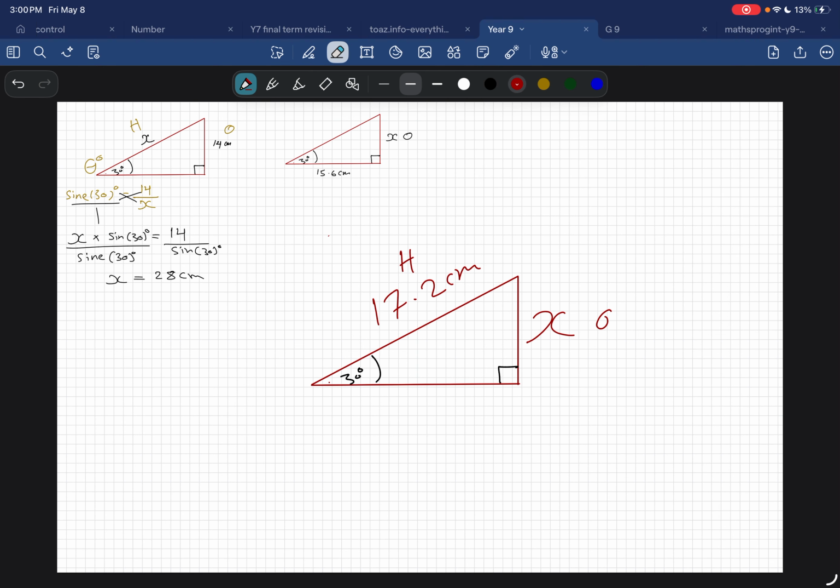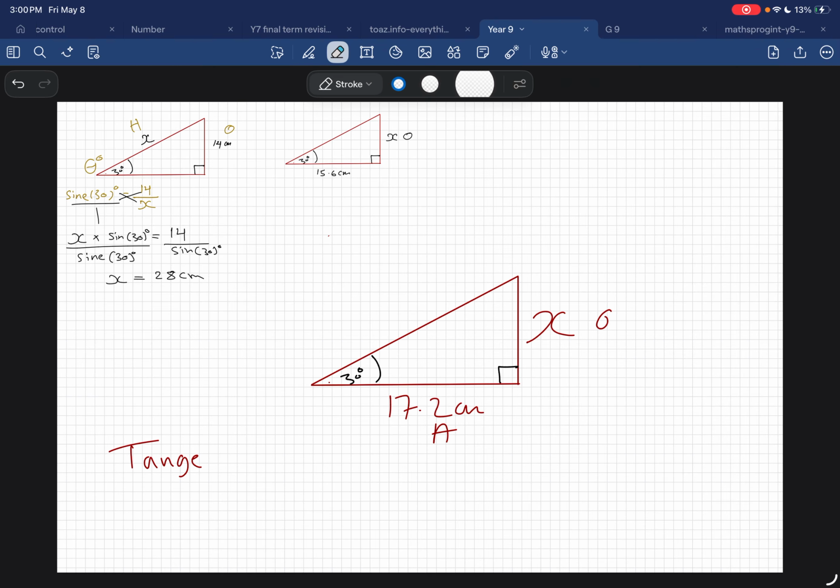It's sine, right? But I'm not gonna do this here. We need to use this one here. So here in this question, I have the adjacent and I have the opposite, so I'm gonna use the ratio of tan, which is tangent 30. On your calculator, you find tan 30, equals the opposite, which is x, over the adjacent, which is 17.2.